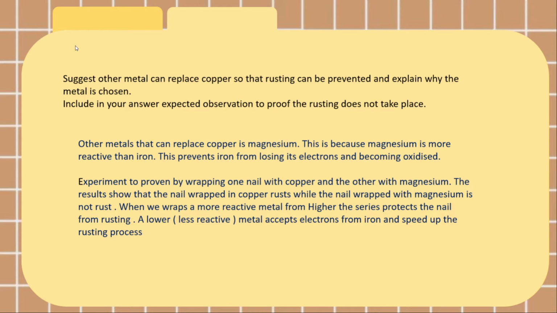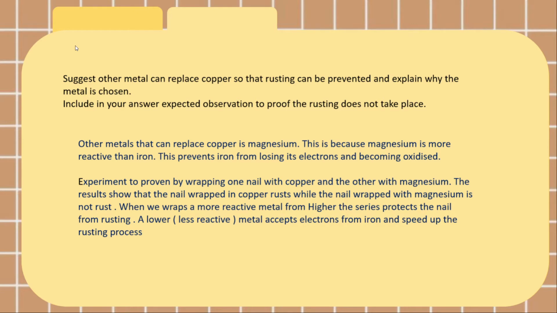For the experiment to prove the rusting does not take place, we wrap 2 nails with 2 different metals, one with copper and one with magnesium. Connecting a more reactive metal from higher in the series protects from rusting. As we can see in the experiment, the nail wrapped with copper will rust and the nail wrapped in magnesium will not rust. To conclude, a lower, less reactive metal accepts electrons from iron and speeds up the rusting process.